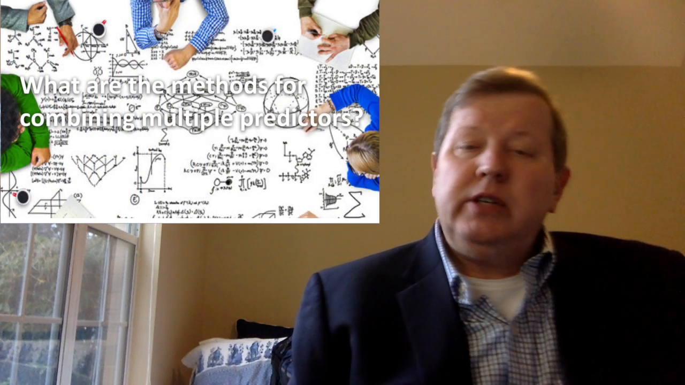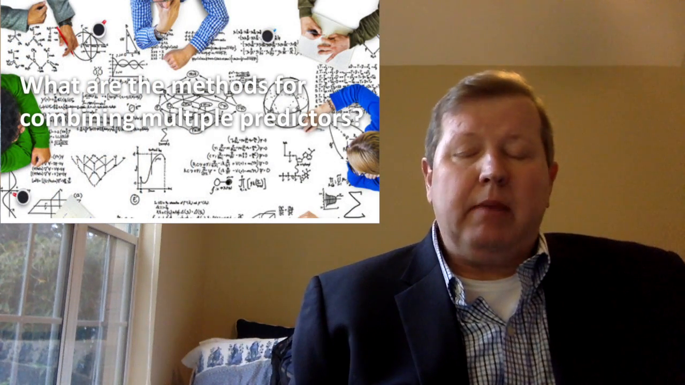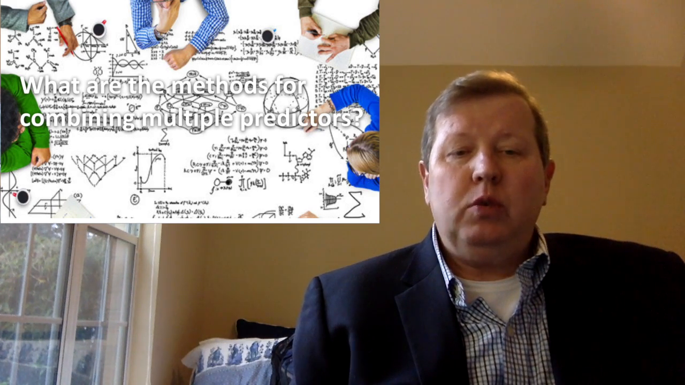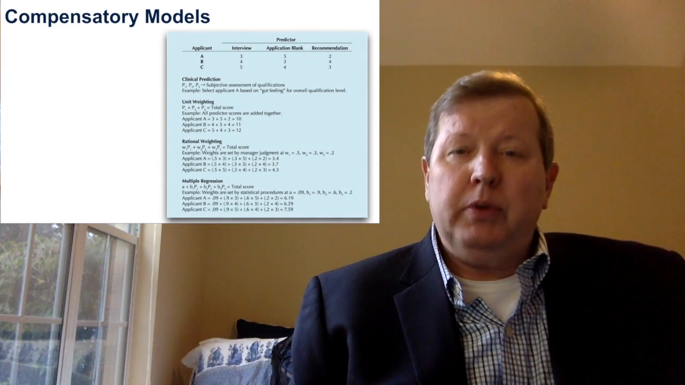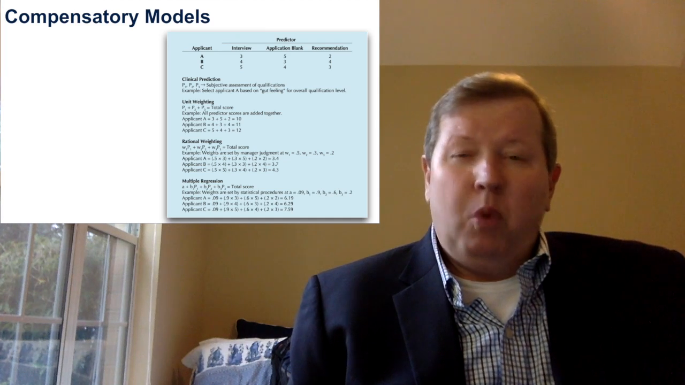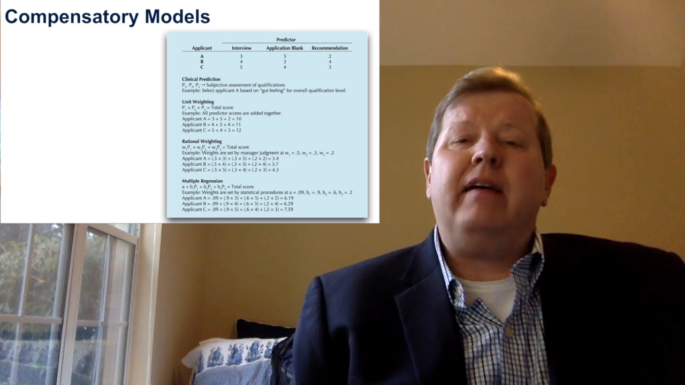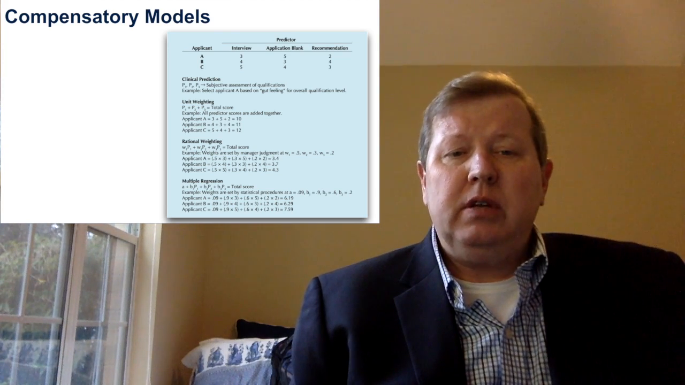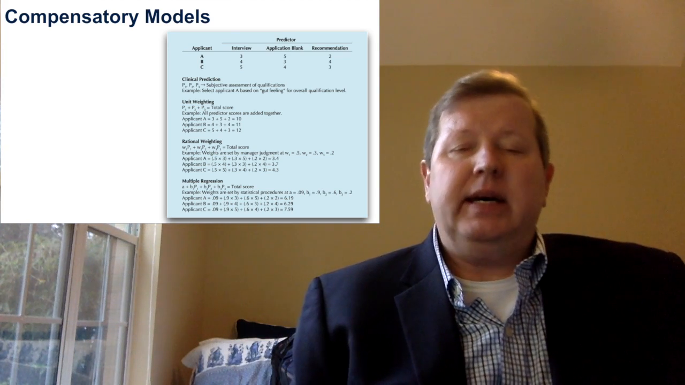All right, let's continue to examine the decision-making process here in Chapter 11 as we talk about what to do with multiple predictors. So hopefully you do have multiple predictors. You've been getting this message from me: the more the merrier, the more data that we have, the more likely we are to make a better decision. So what do we do with all this data now?